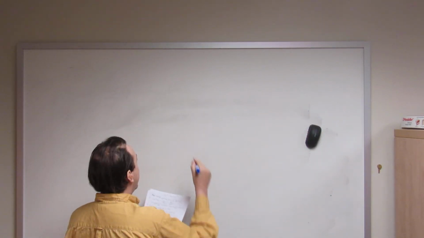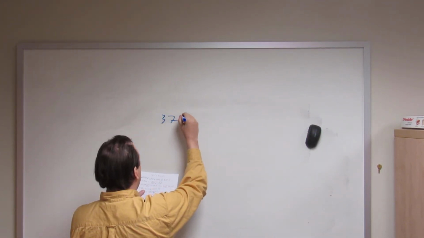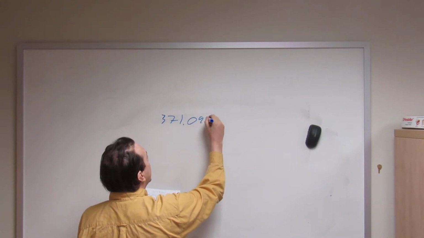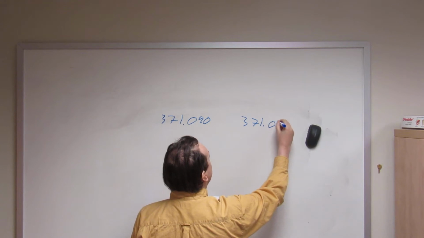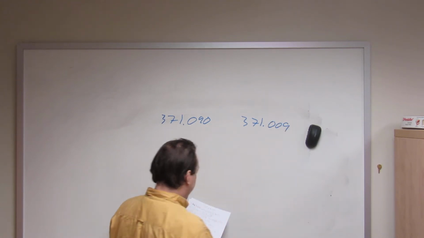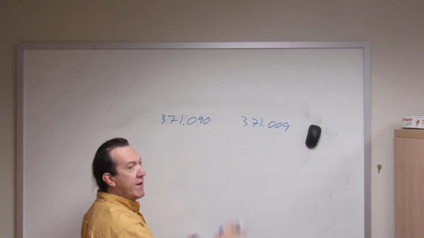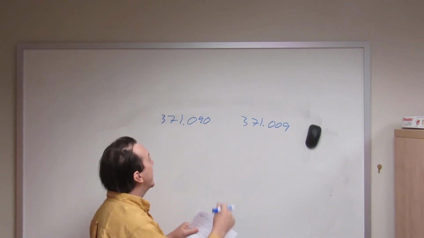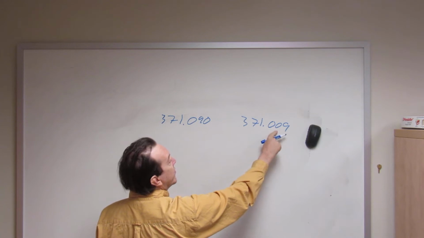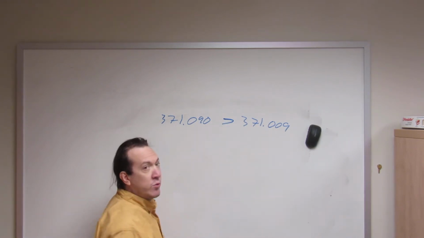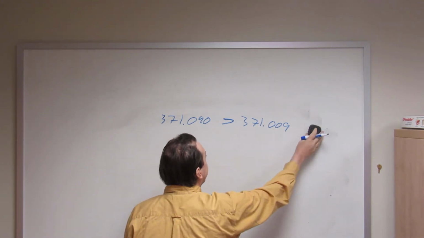The next one, if you have something like 371.090 and 371.009, which one of these is greater than or less than? 0.09 is greater than 0.009, so this would be greater than.